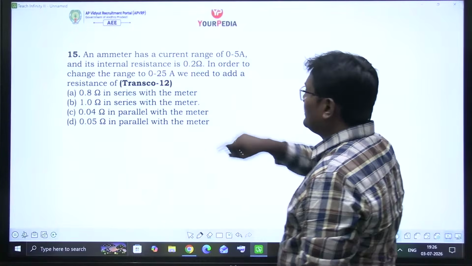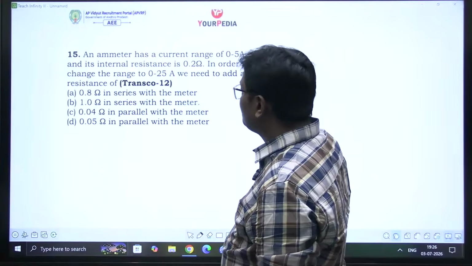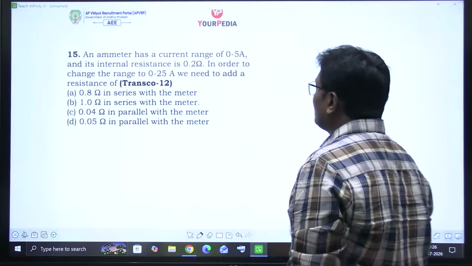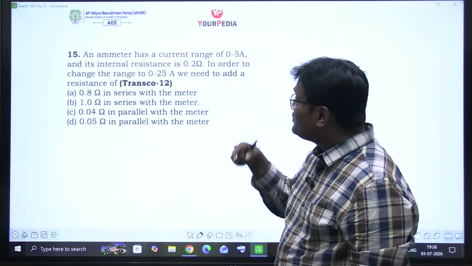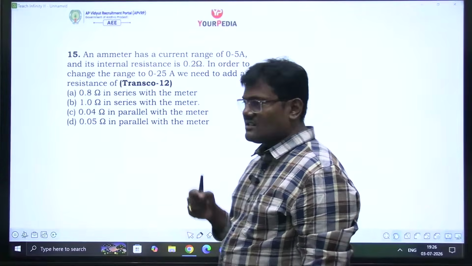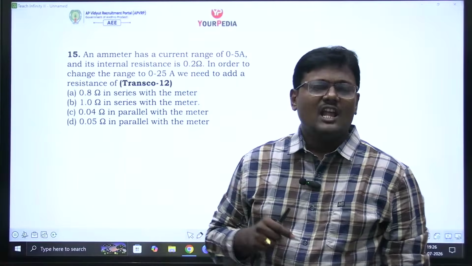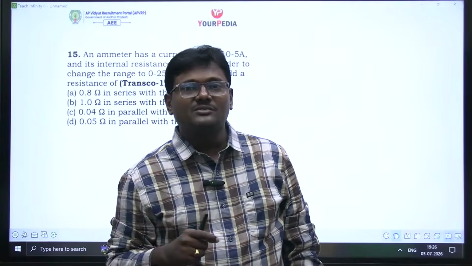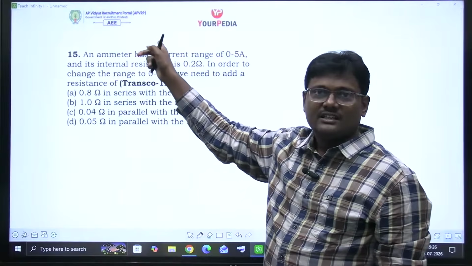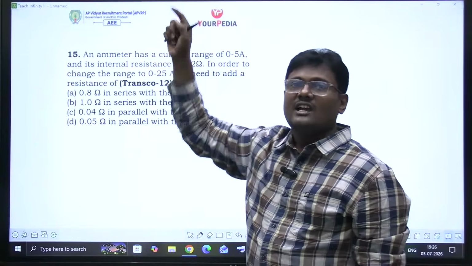Question 12: an ammeter has a current range of 0 to 5 amperes and an internal resistance of 0.2 ohms. In order to change the range to 0 to 25 amperes, we need to add a resistance. So how many questions came from the extension of PMMC used as an ammeter?